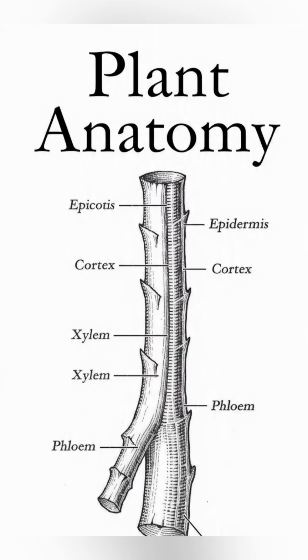Plant anatomy is the study of the internal structure of plants. It helps us understand how plants grow, transport water and food, protect themselves and reproduce. We will go through roots, stems, leaves and flowers, fruits, seeds, then the full plant.